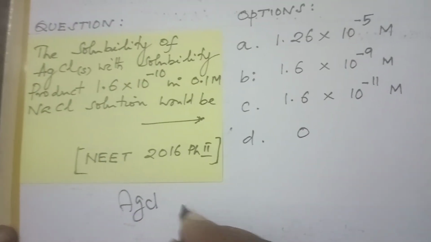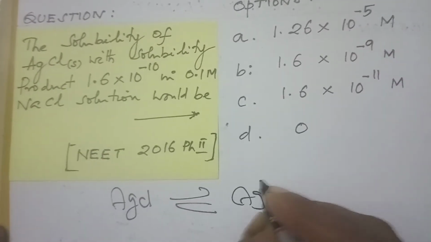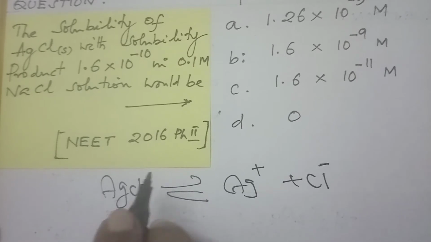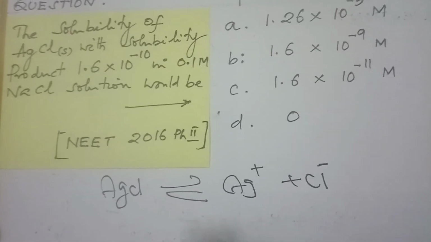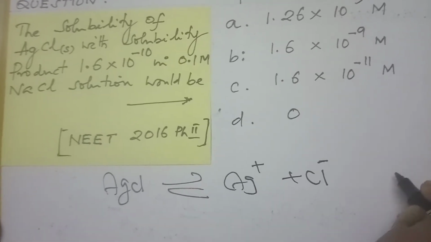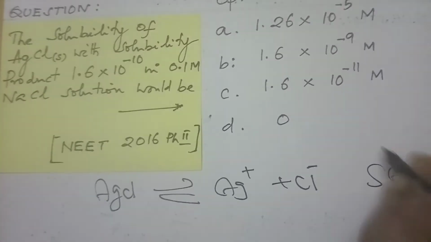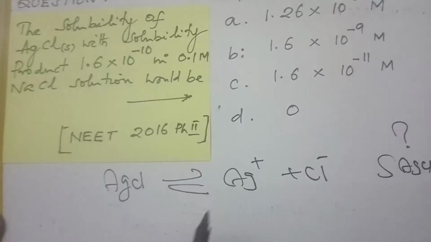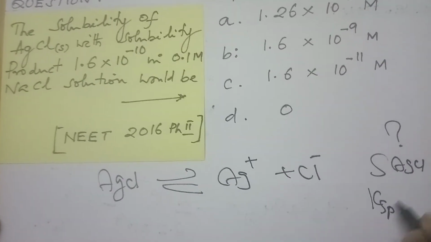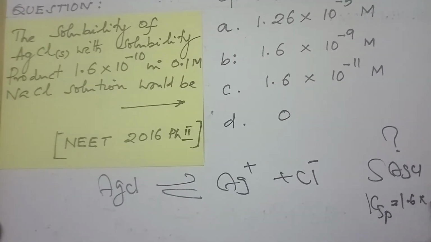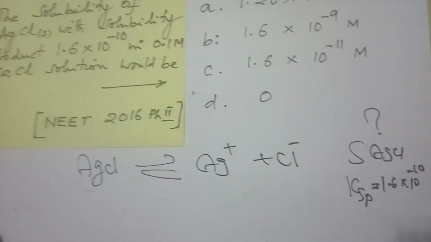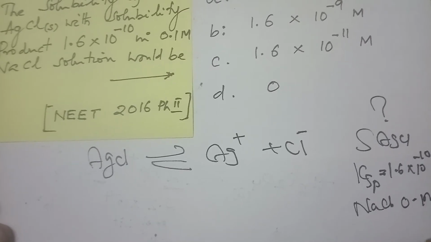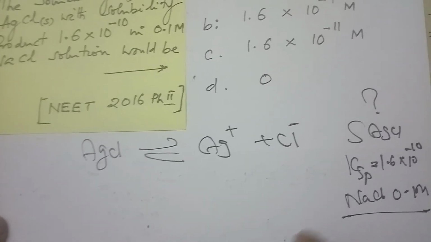What is silver chloride? It ionizes to give silver ion plus Cl minus ion. What they are asking is the solubility of silver chloride. What is given is the solubility product, 1.6 into 10 power minus 10. And then sodium chloride is given with a concentration of 0.1 m. So these are the data available.